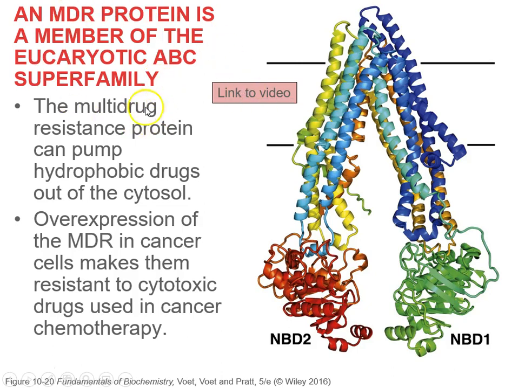So these MDR proteins are members of the eukaryotic ABC superfamily because they work the same way. So they have these nucleotide binding domains right here, and that's where the ATP binds, and that drives the conformational change that allows the substance to be transported across the membrane. And again, overexpression of these makes them resistant to the cytotoxic drugs that would be used in cancer therapy.